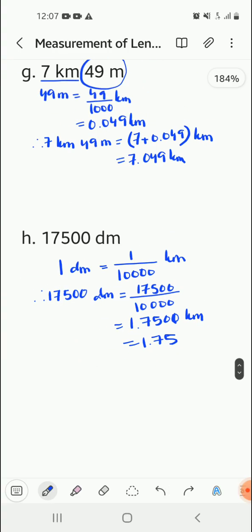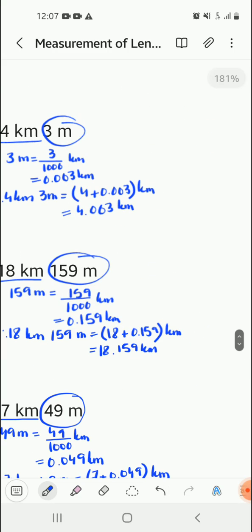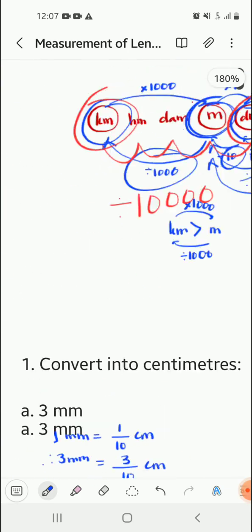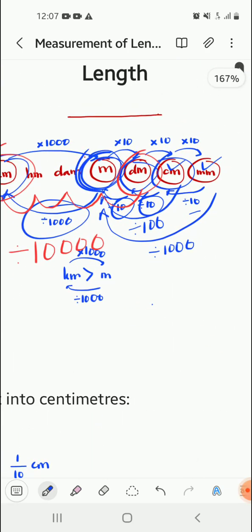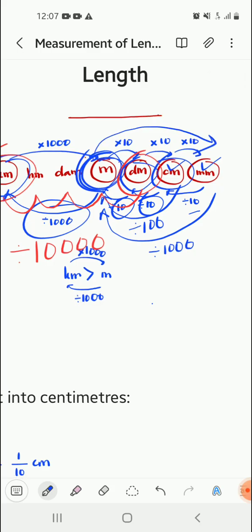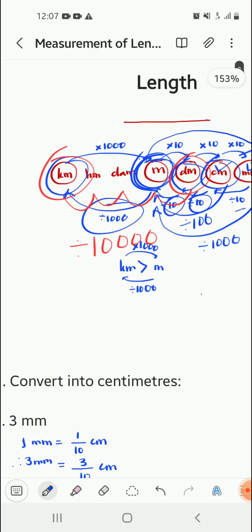Summing up the whole thing, I would like to repeat myself by saying that whenever we are converting a unit to its submultiples, that is smaller units, then always multiply. And for attaining its multiple units, that is greater unit, we have to divide the number by as many zeros as the difference we have. That is it.